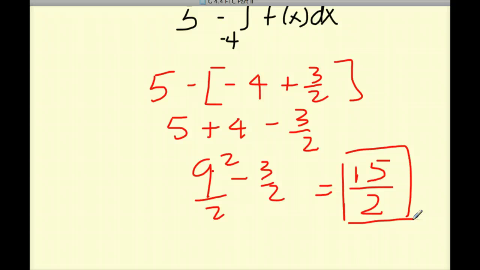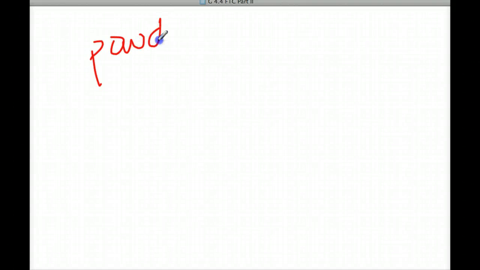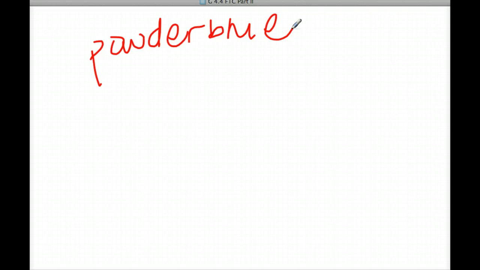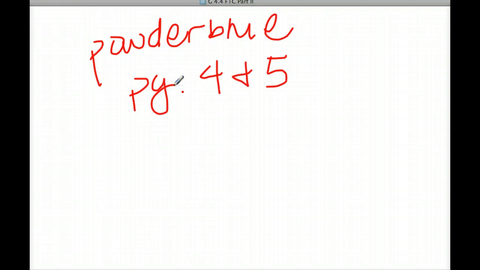Great. So what I'd like you guys to do is, in your blue sheet, let's go ahead and take a look at powder blue. And this would be pages 4 and 5. And on your own, I'd like you guys to try, let's see, actually, why don't we do all the even ones? So 2 to 6 even.